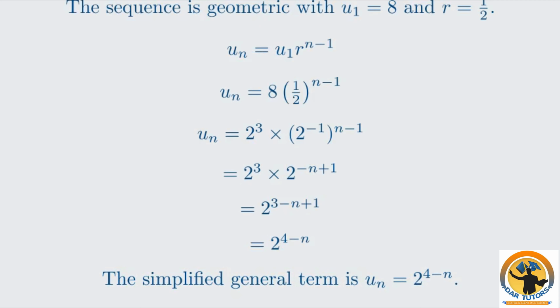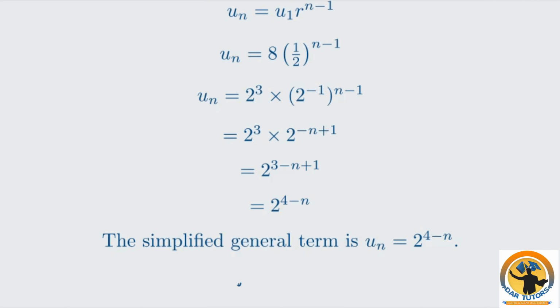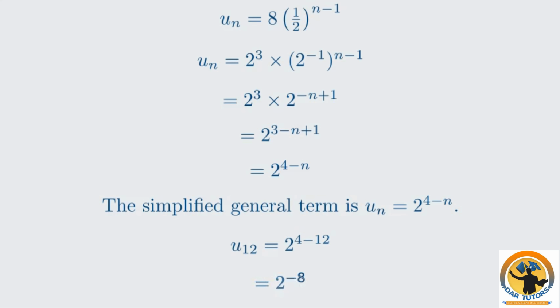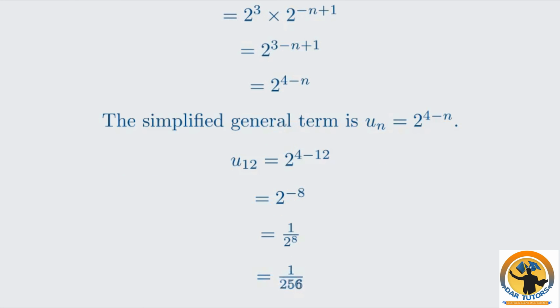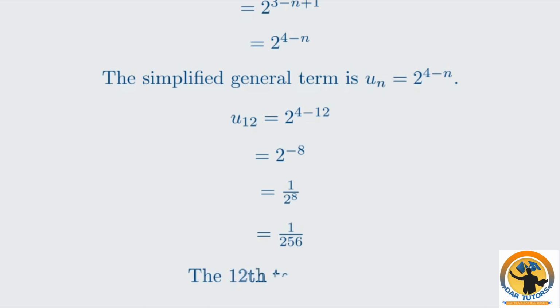Finally, let's find the 12th term, u_12. Using our simplified formula, u_12 equals 2 to the power of 4 minus 12, which is 2 to the power of negative 8. This is 1 over 2 to the power of 8, which is 1 over 256. So the 12th term is 1/256. As you can see, the general term formula is a powerful tool for analyzing geometric sequences.